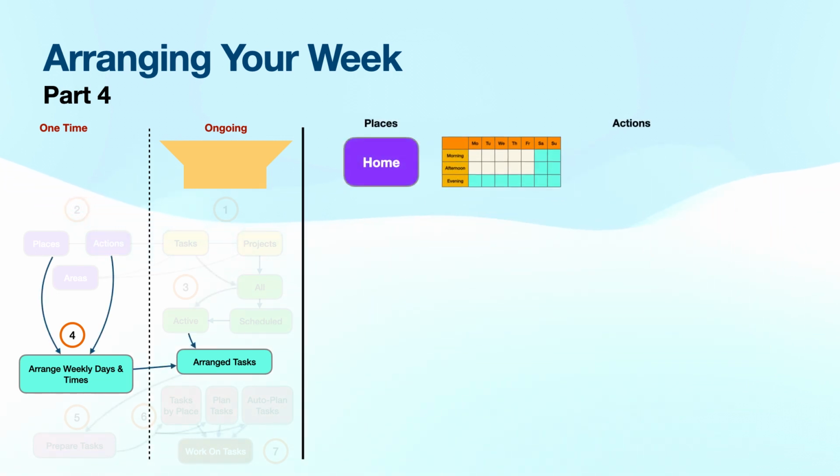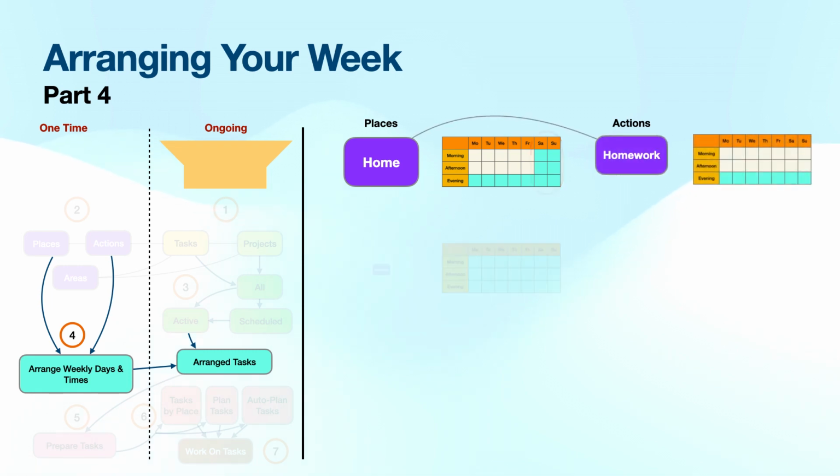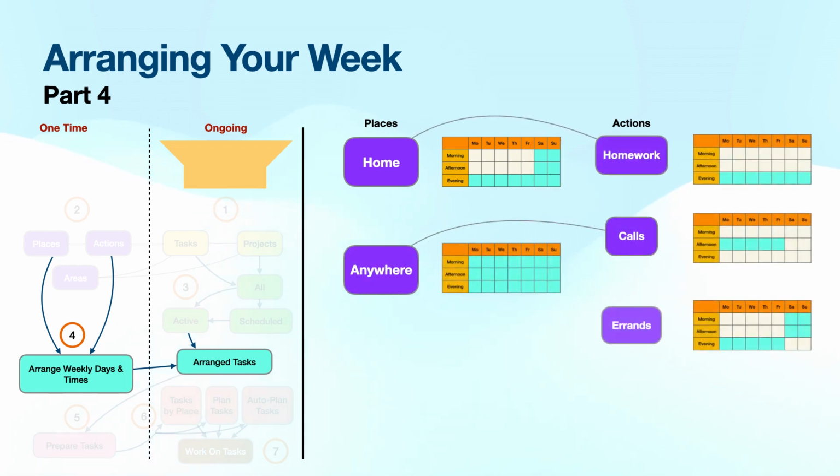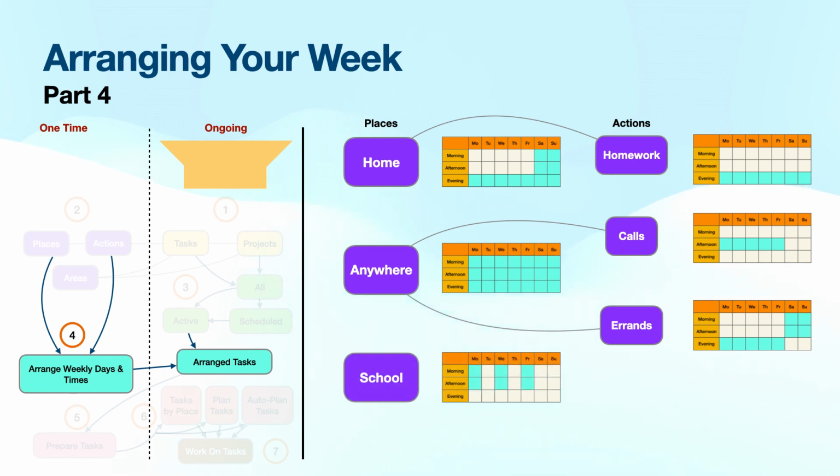Let's say I have a list of tasks I only work on at home. I can arrange my week in Cruise so that these tasks only appear in the evening or on weekends. I can also arrange my week differently for other places and actions. For tasks involving going to class, I can have that match how I arrange my week for school. This means that depending on what day of the week and time of day it is, will determine what tasks appear in my list. This step only needs to be done once.